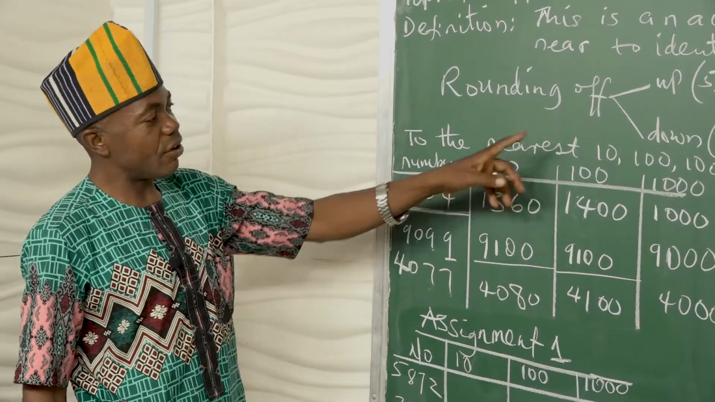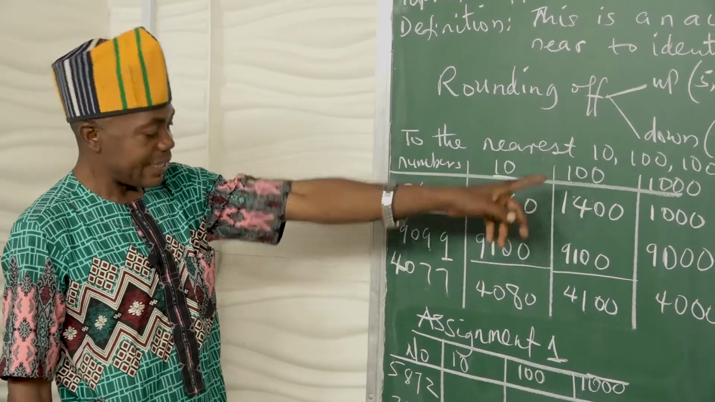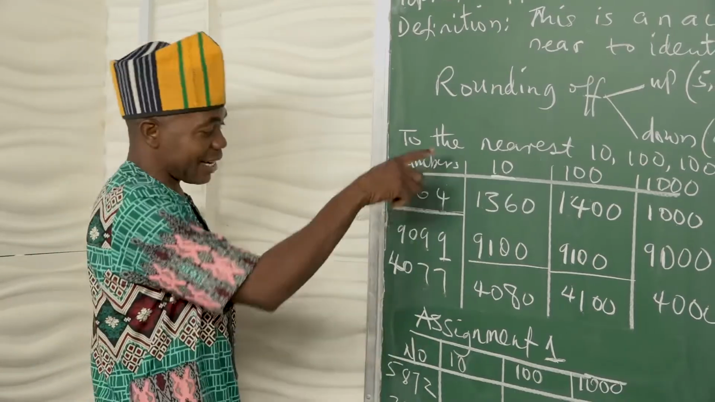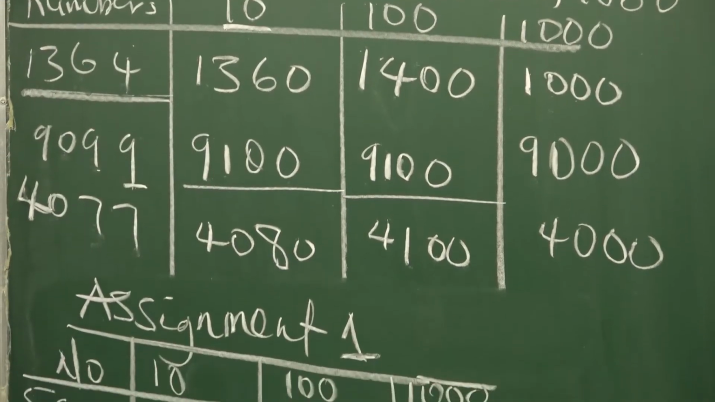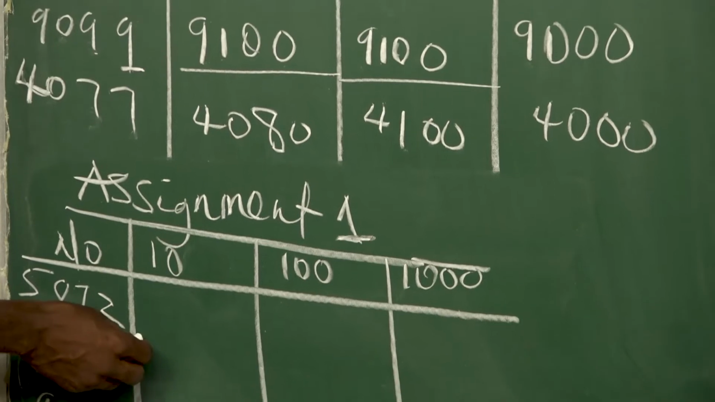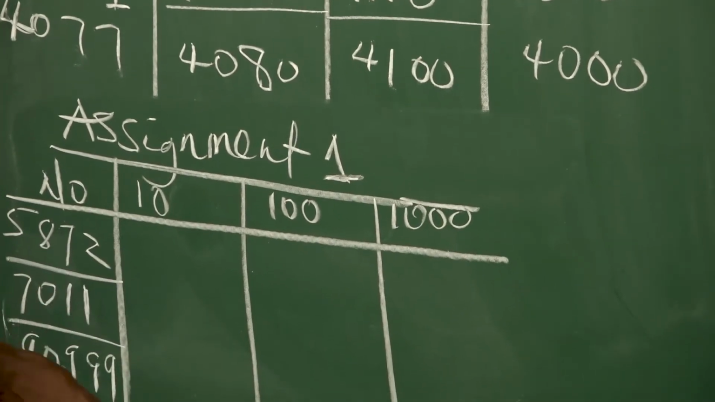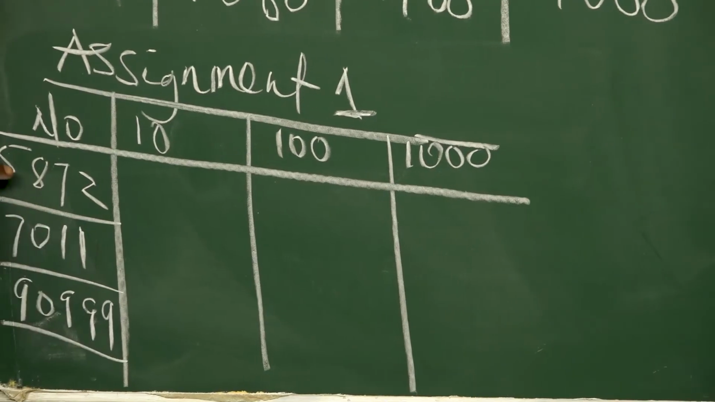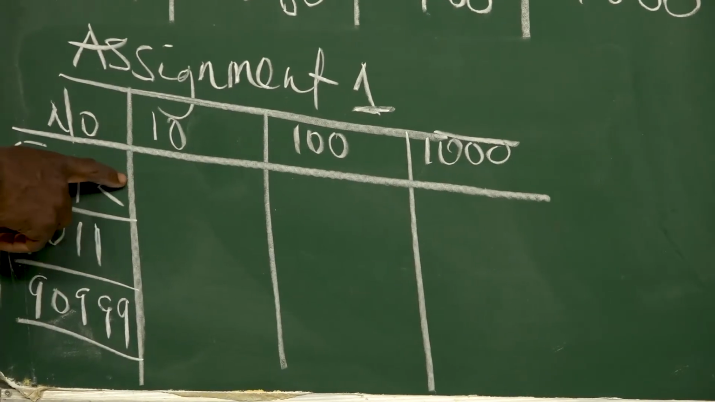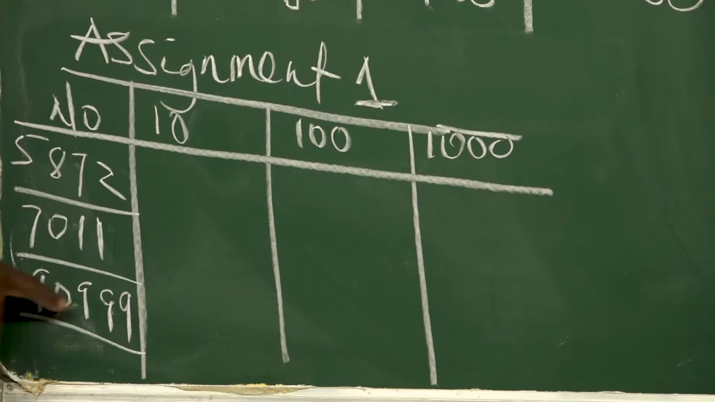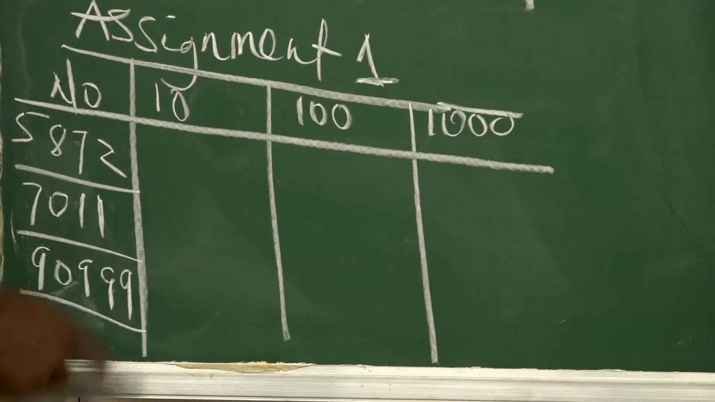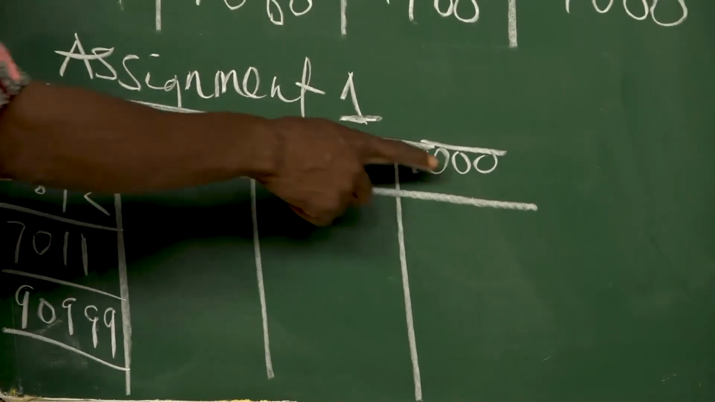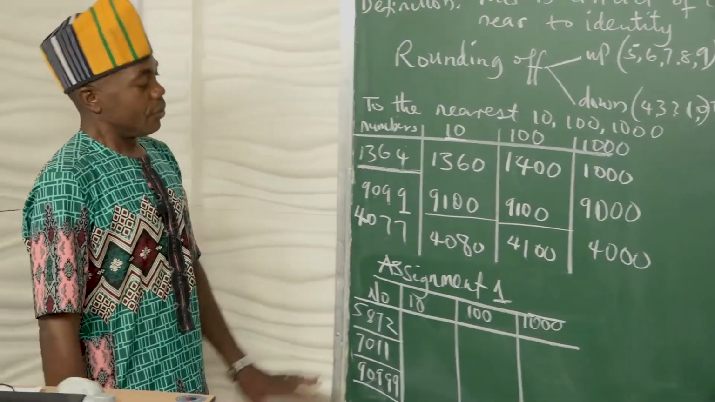To the nearest 10, 100, and 1,000. And the assignment attached to this is that you will help me submit this assignment when done to the provided number: 5872-7011-90999, to the nearest 10, 100, and 1,000. So that's the end of this.